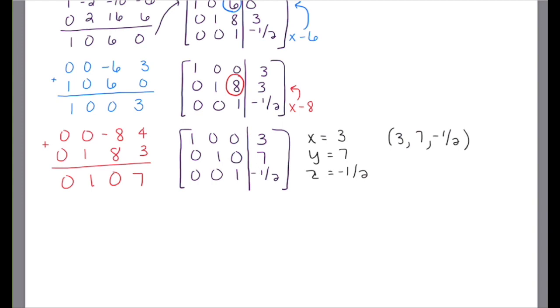So by continuing where we had left off, instead of placing them into equation form, we can use matrices to continue solving to find the solution as well. Let's try one more.